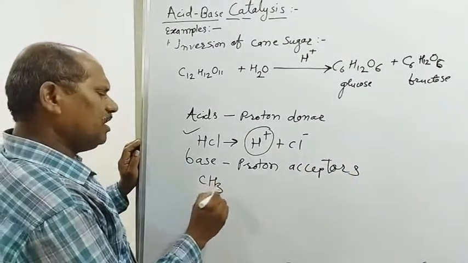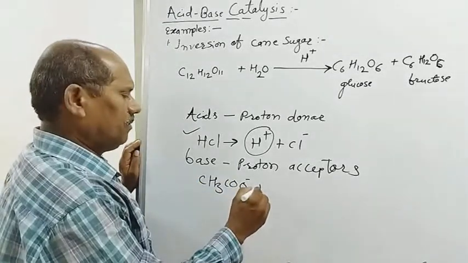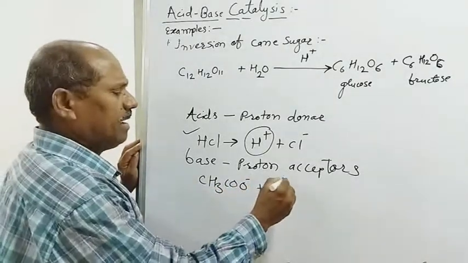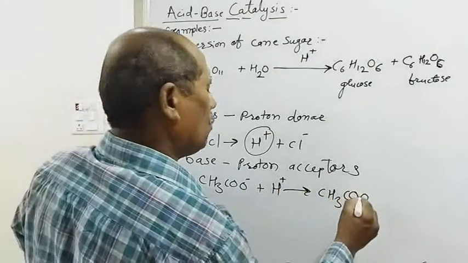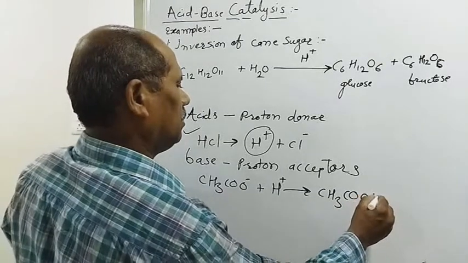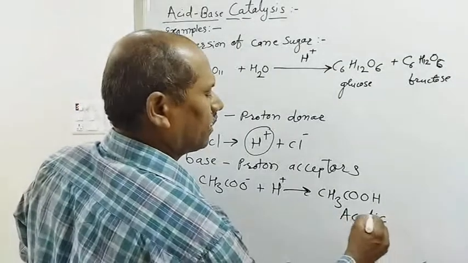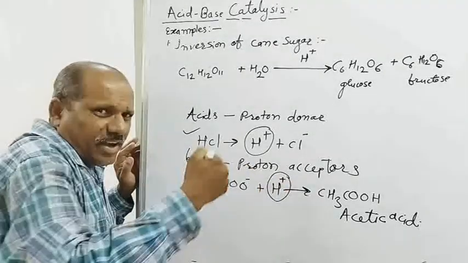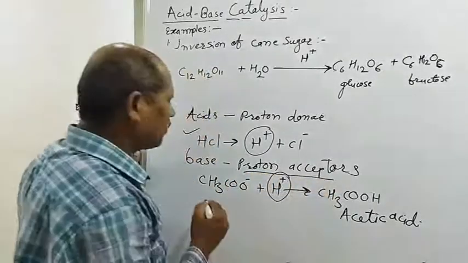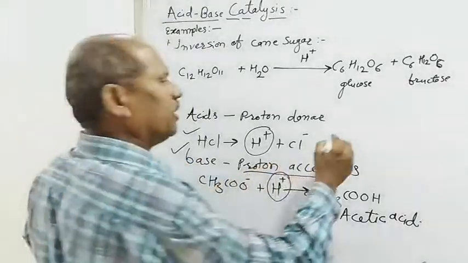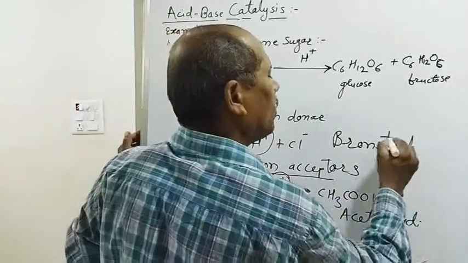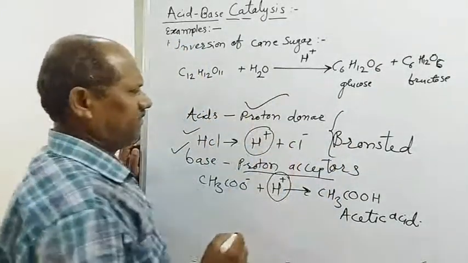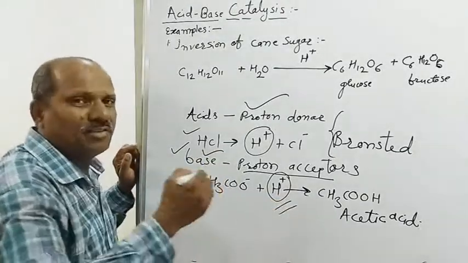For example, CH3COO minus, that is the acetate ion, which is accepting the proton and forming CH3COOH, that is the acetic acid. In this case, the proton is accepted, received, and hence the proton acceptors are called the bases as per the Bronsted theory of acids and bases. As per the theory of Bronsted, acids are the proton donors and bases are the proton acceptors.